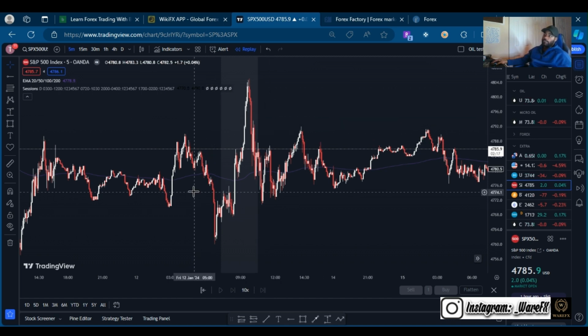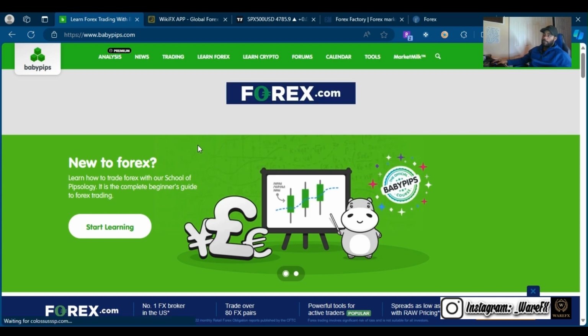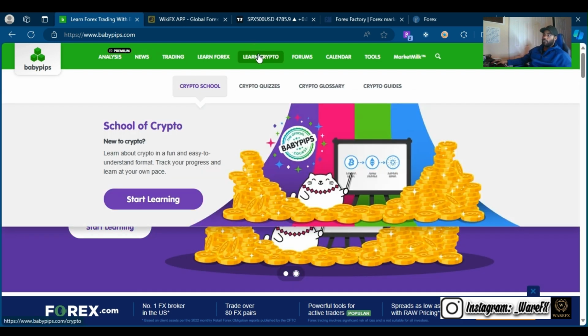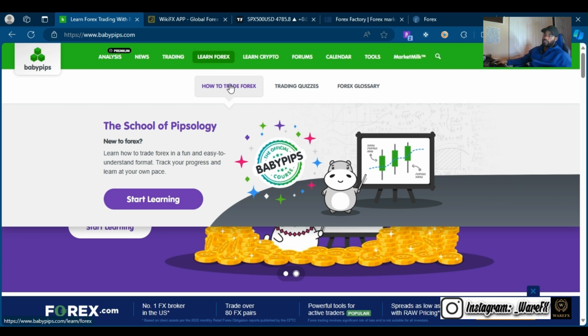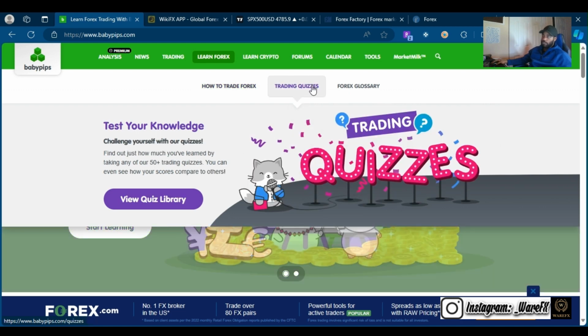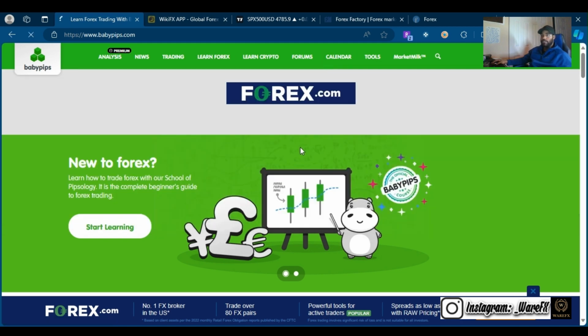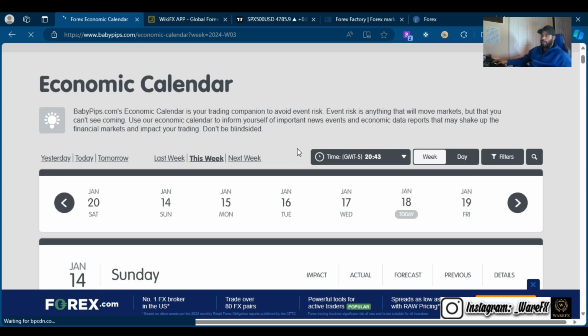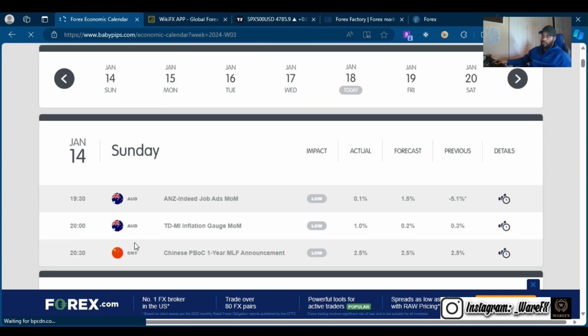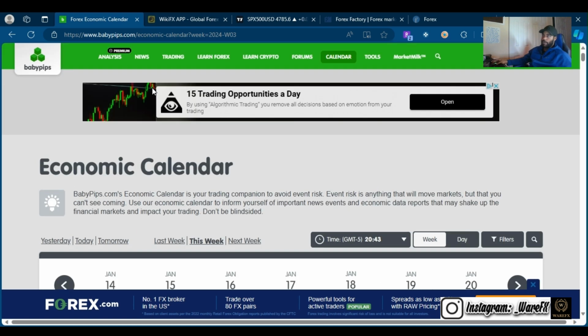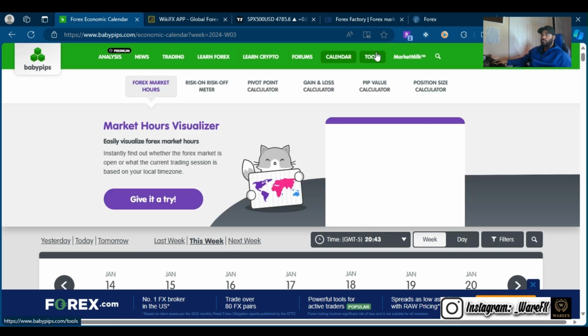and enter on MT4. So the next website we got is Baby Pips. Baby Pips has a lot of information about Forex. It has news. You can learn crypto. You can learn Forex, how to trade Forex, trading quizzes, Forex glossary. They got the calendar, the economic calendar. It has the different pairs or different currencies and what the actual and the impact has for that pair.